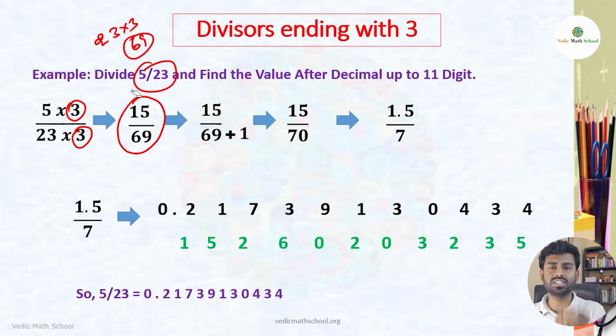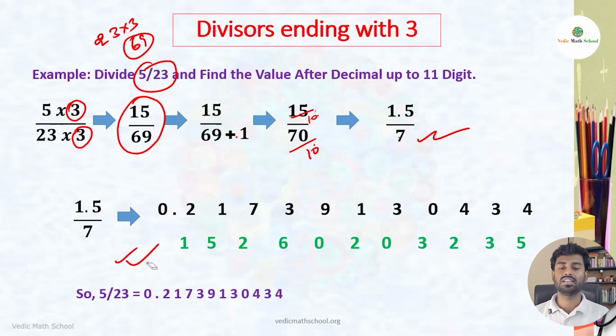So why are we going to waste our time on 3? Simply convert. So 15 upon 69. Now add 1. Now this one. Now 1.5, 7. Why? Because it's divided by 10 here and here. Now the process will look like ending with 9.